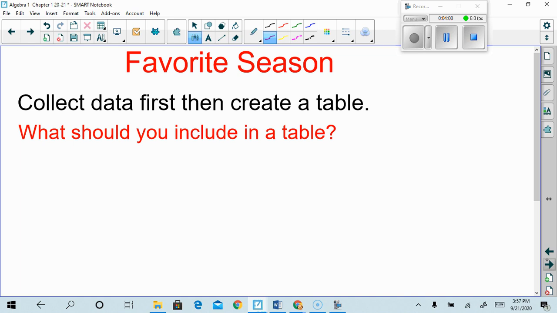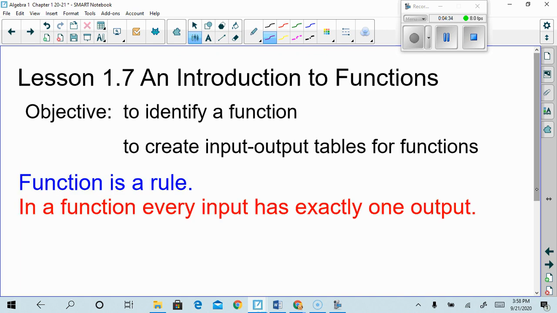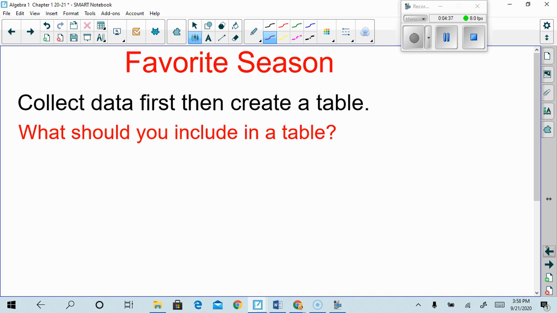So suppose we want to take this information and represent it. We're going to have to start first by collecting data. And then we're going to create a table. And we need to know what to put in that table. So when we meet today, we're going to take a survey. So we're going to ask each of you what your favorite season is. We're going to collect data, and we're going to represent it in a table or in a graph. So when we meet up today, that is when we'll get to the root of this lesson.